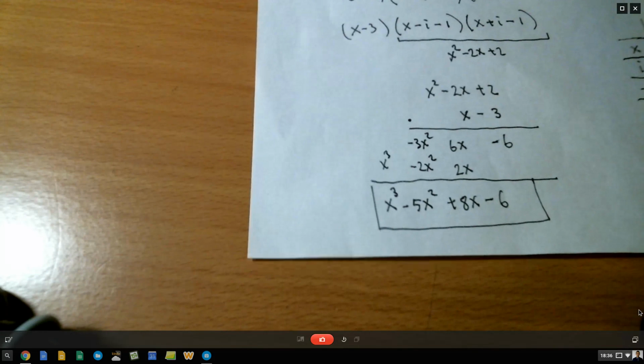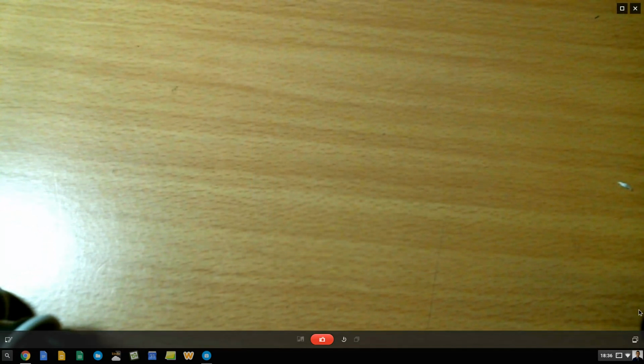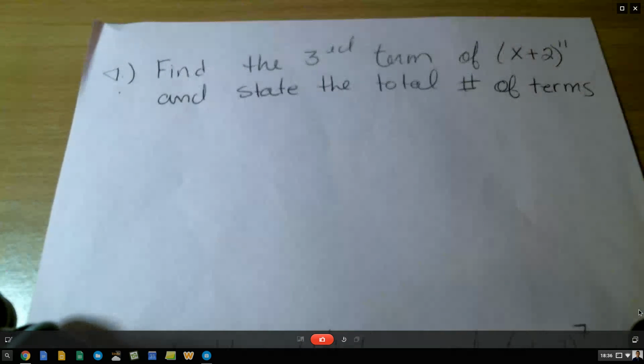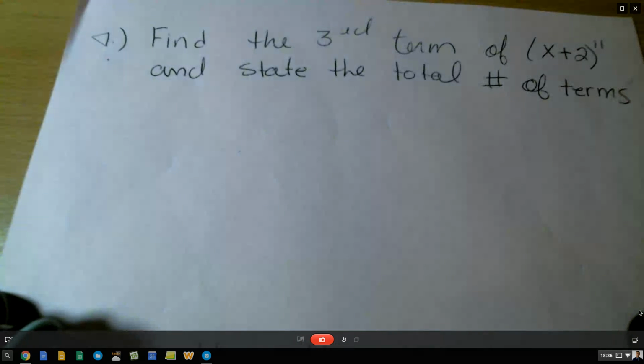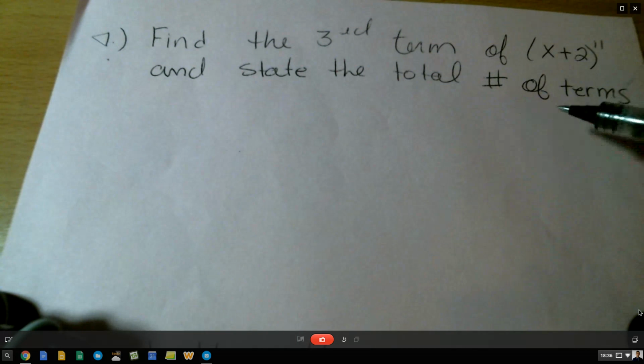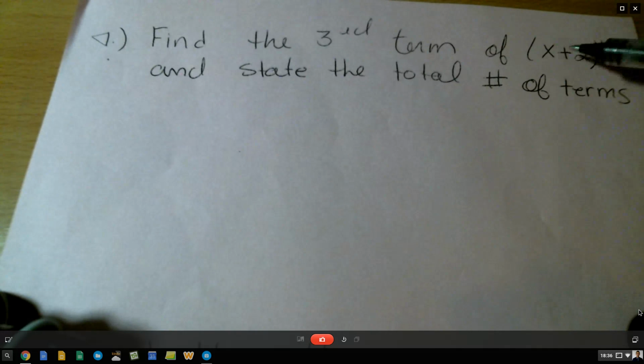So let's look at another question. Now, find the third term of x plus 2 to the 11th power and state the total number of terms. Now remember, in class, we used the Pascal triangle to figure out what the coefficients of this binomial are. So let's do that.